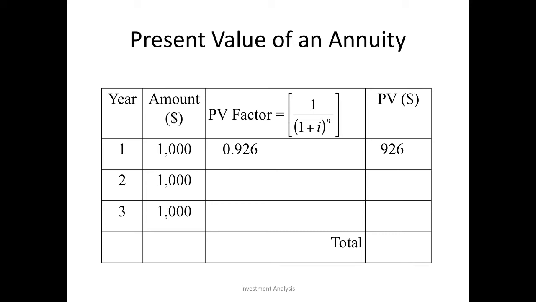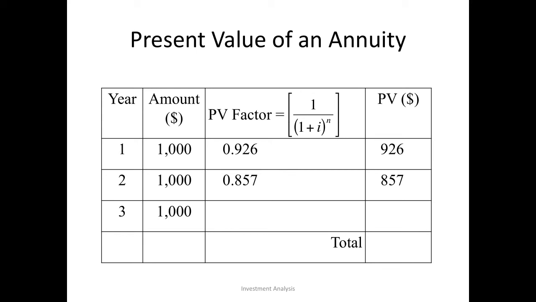Now, in the end of year 2, I'm going to get $1,000 as well, and so what I want to do is discount that back from the end of year 2 to the start of year 1. And so I would divide that $1,000 by 1 plus i to the power n, where i is the interest rate, and in this case, n is equal to 2. That's because I'm discounting it back 2 years, from the end of year 2 to the start of year 1. And if you make the appropriate substitutions and calculate what the present value factor is, you'll see it's 0.857. And as before, I simply multiply the dollar amount by the present value factor to get the present value, or the dollar amount in present value terms, so $856.